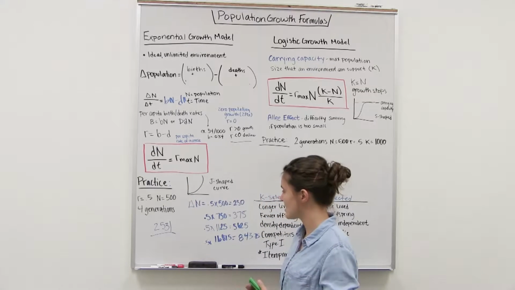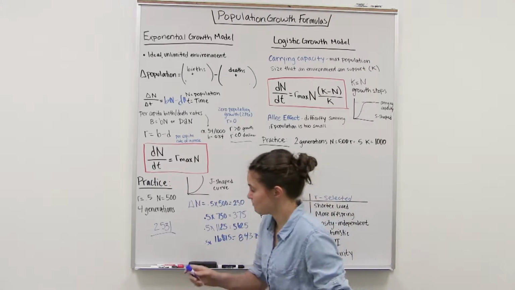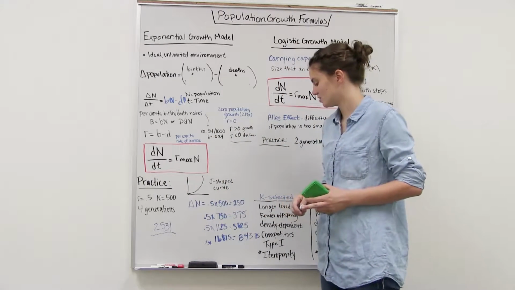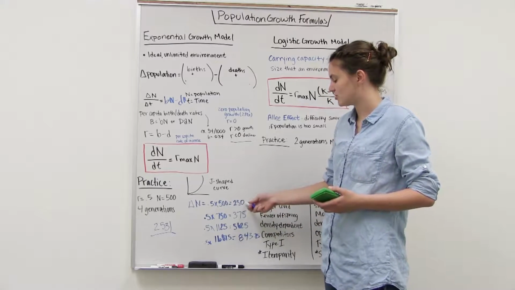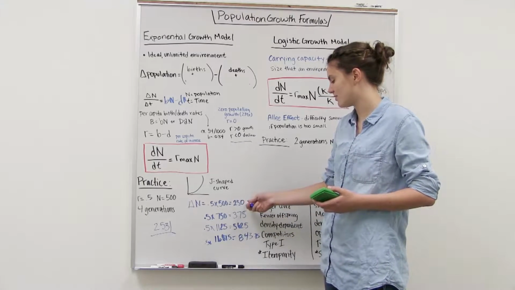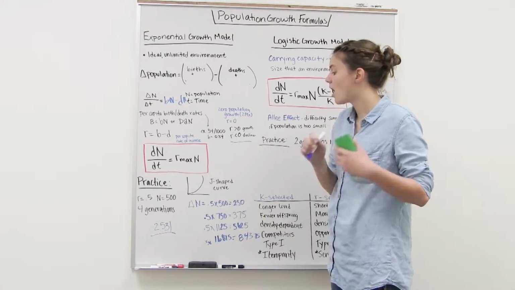And so you can see this exponential growth that we're increasing with each generation. So just make sure, again, when you're doing these problems, that you remember to add the change in population to the current population to get the new population size.